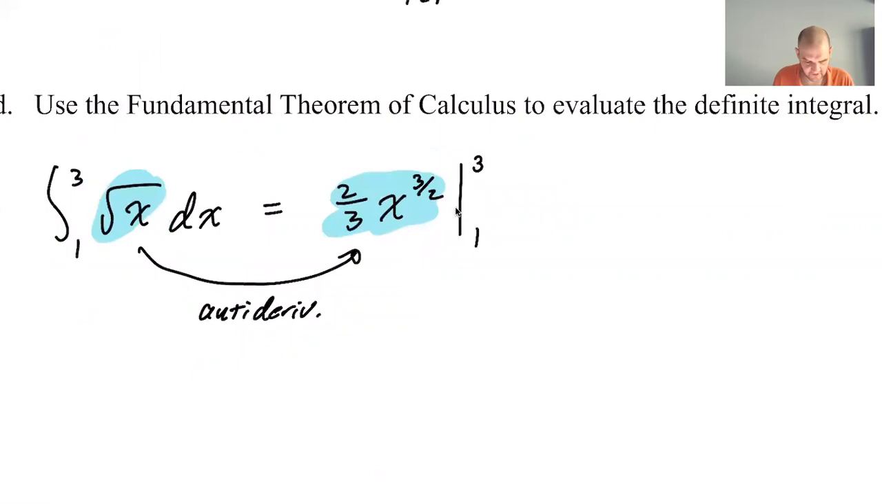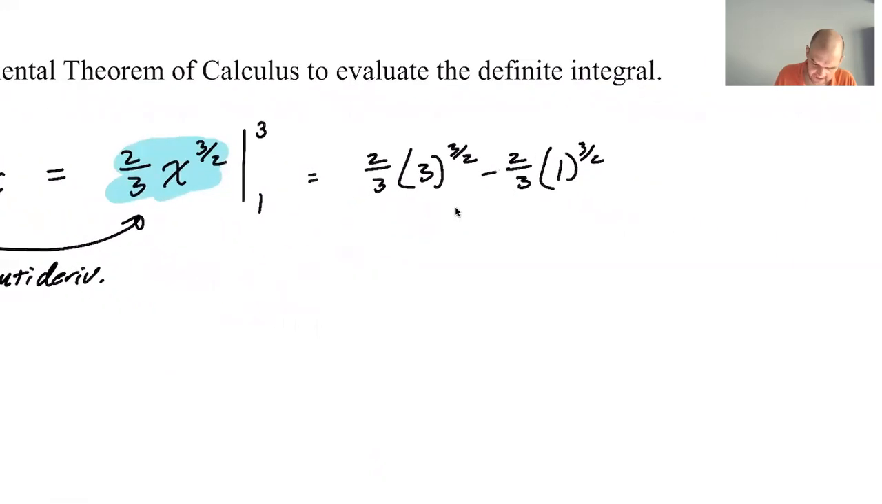Okay, so that's our antiderivative. And then we do the bar from 1 to 3. It's like a bookend for our integral sign. And then what you do is plug in the upper bound, 2/3 times 3 to the 3/2, minus, plug in your lower bound, 2/3 times 1 to the 3/2. And then you can factor if you want. Actually, it's not going to look any better, so I'm just going to leave my answer like that.